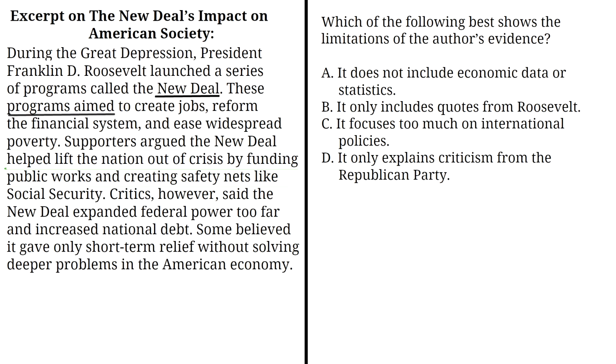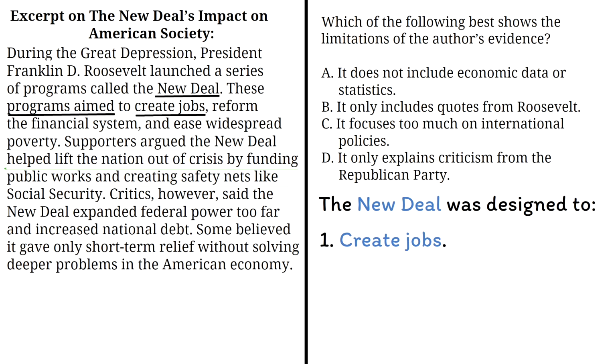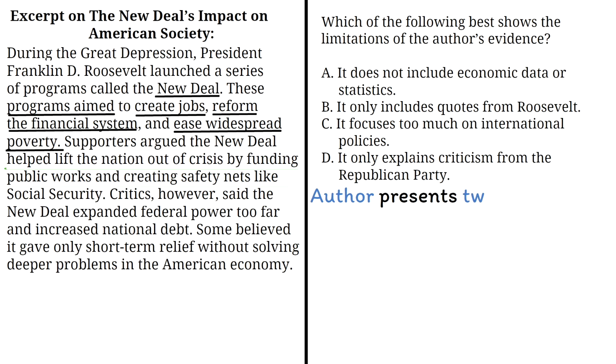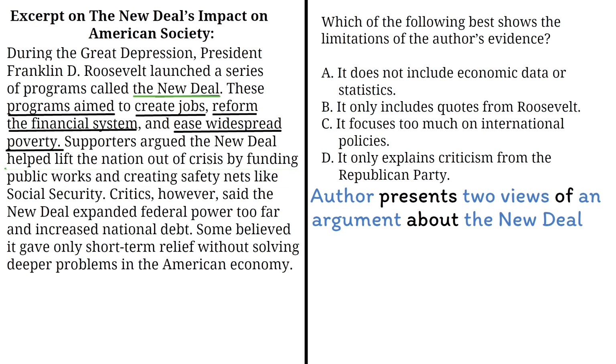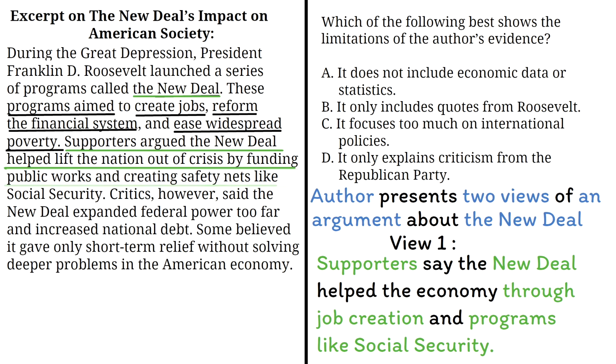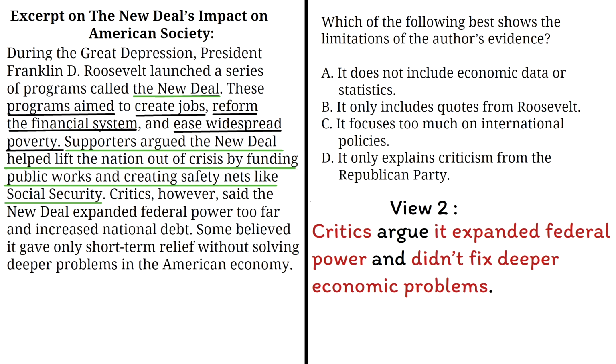The passage first explains what the New Deal was designed to do. 1. Create jobs. 2. Reform the financial system. 3. Ease widespread poverty. This gives us the background for understanding the argument. The author then presents two different views about the New Deal. 1. Supporters say the New Deal helped the economy by creating jobs and providing programs like Social Security. 2. Critics argue it expanded federal power and didn't fix deeper economic problems.